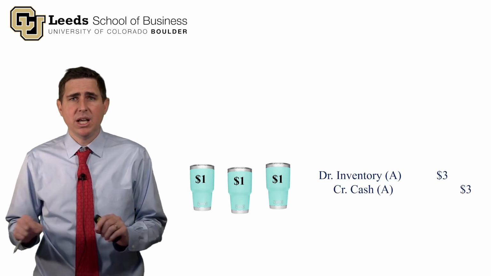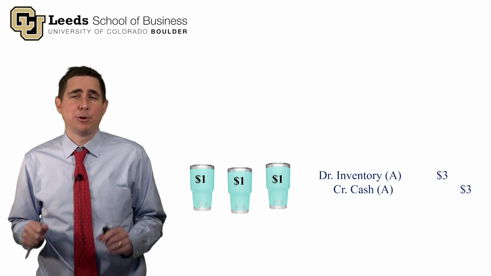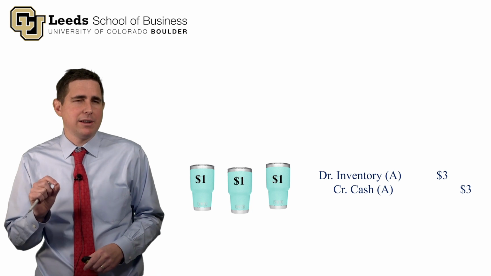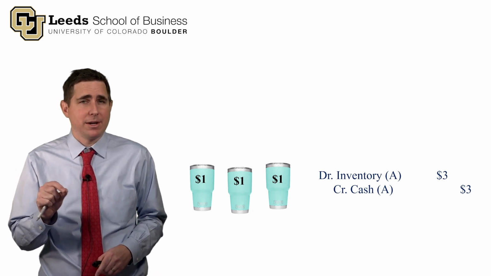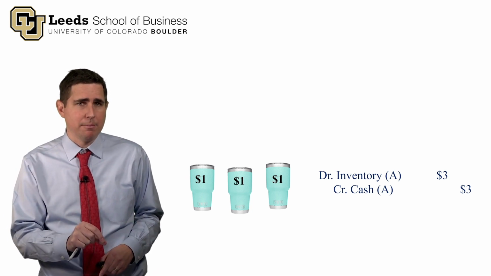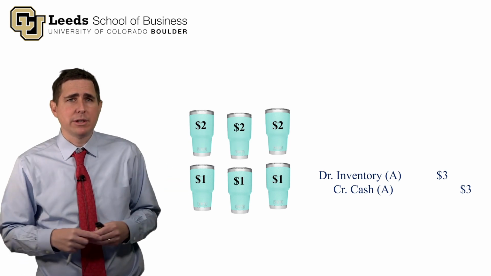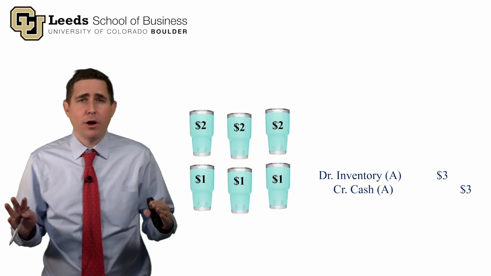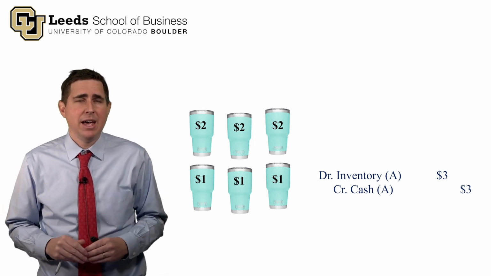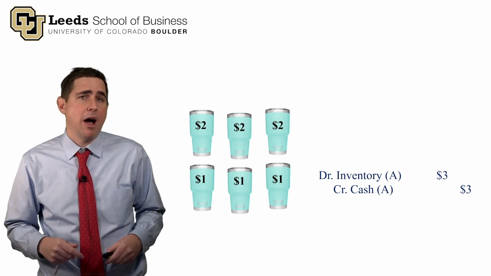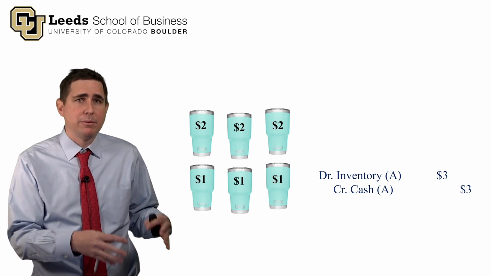We'll debit inventory for $3, and we'll credit cash for $3 because we're paying cash. Well, now we're starting to think these are going to be popular, and they are because it's a really good color cup. So we're going to buy another round of Yeti cups just to make sure we're fully stocked. But Yeti has also caught on to this demand situation, and they've increased the price of their cups up to $2. So now when we buy a Yeti cup, we have to pay $2 each.